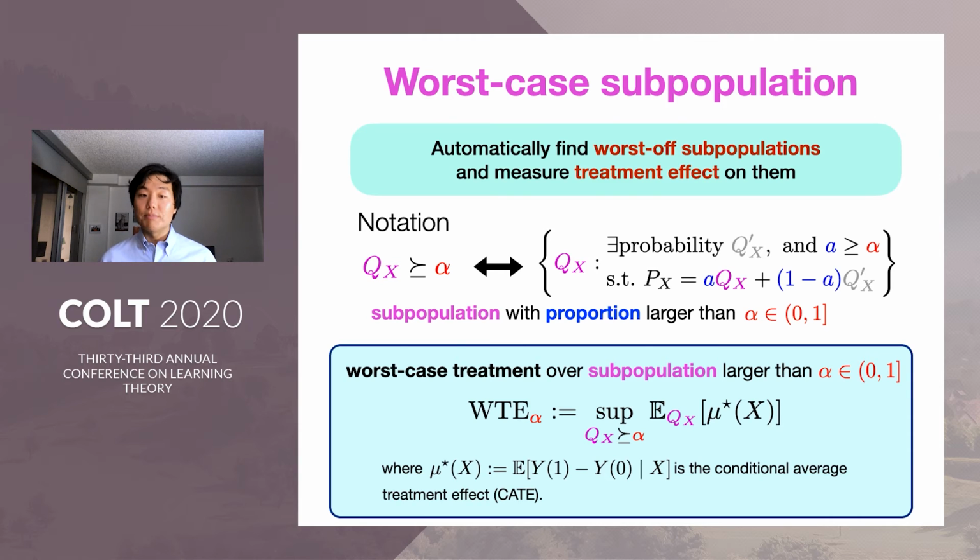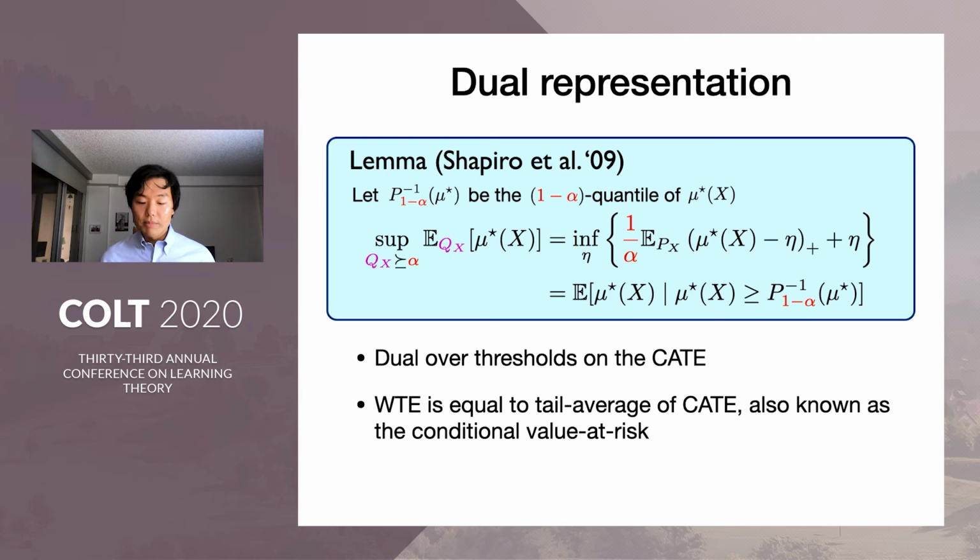So in this definition, implicitly, we're saying that negative treatment effects are the desirable outcome. So we're taking the worst case, which is why we're taking the supremum. But the opposite case is also symmetric, but let's just stick with the supremum case for simplicity today. Okay, so the definition of the WTE involves an infinite dimensional optimization problem over probability measures.